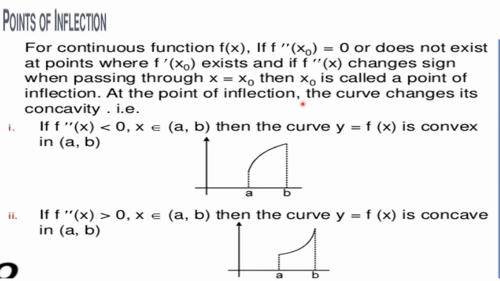At the point of inflection, the curve changes its concavity. That is, if f double dash of x is less than 0 for x belonging to the open interval a comma b, then the curve y equals f of x is convex in the open interval a comma b, like this. Similarly, if f double dash of x is greater than 0 for x belonging to the open interval a comma b, then the curve y equals f of x is concave in the open interval a comma b. In this case, the curve will be in the shape of a concave. Okay, my dear children, understood? Right.